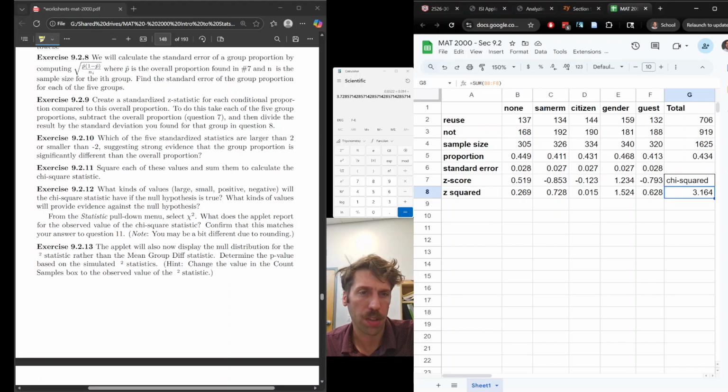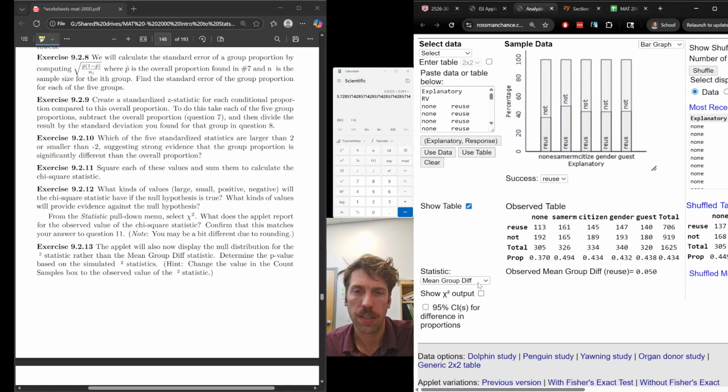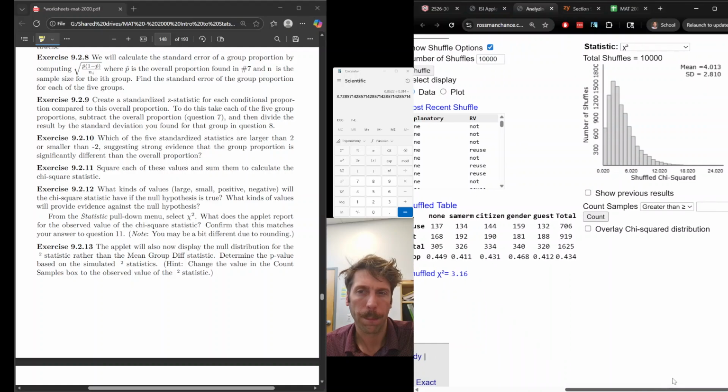Okay, so from the statistic pull-down menu, select chi-squared. So go back to the app. Go back to over here, statistic, chi-squared. Okay. The app will also now display the null distribution for the chi-squared statistic rather than the mean group diff. Determine the p-value based on the chi-squared statistic. Okay. So, there's a statistic right there.